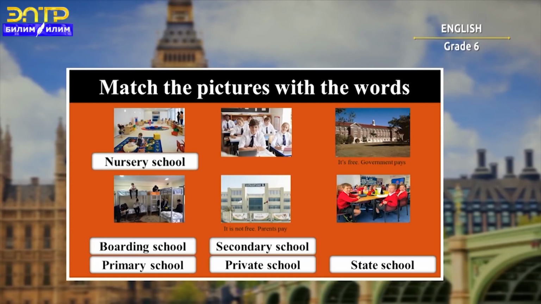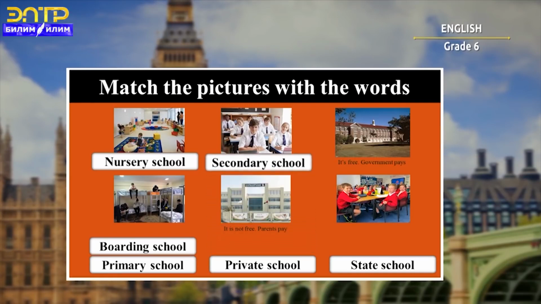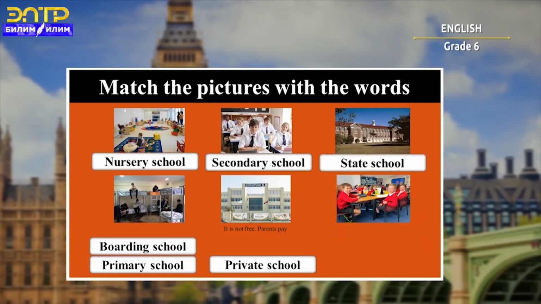I think you have already finished doing this task, so let's check together. What can you see on picture number 2? It is a secondary school. What about the next picture? It is a state school.